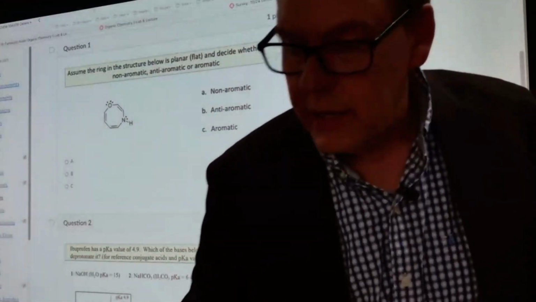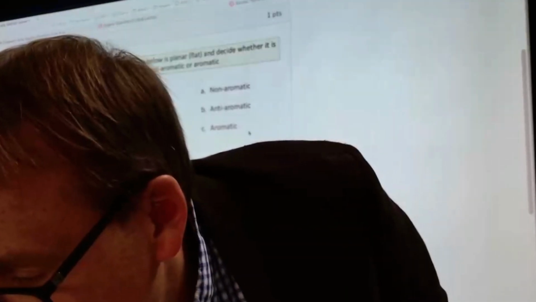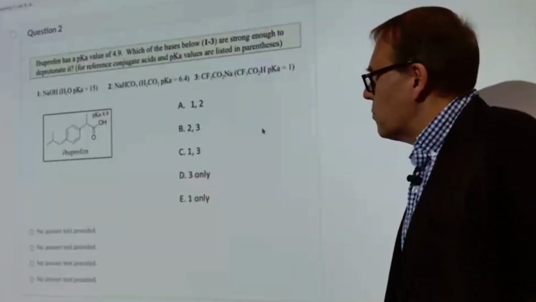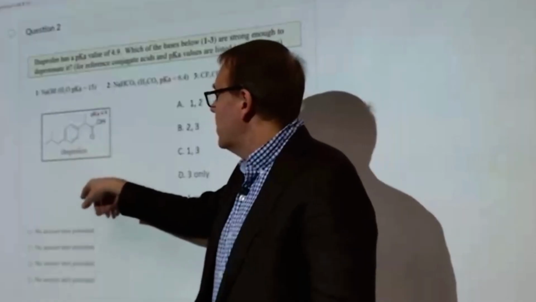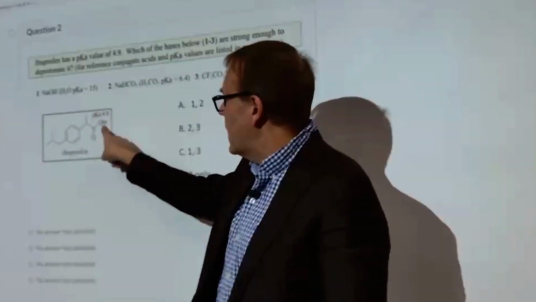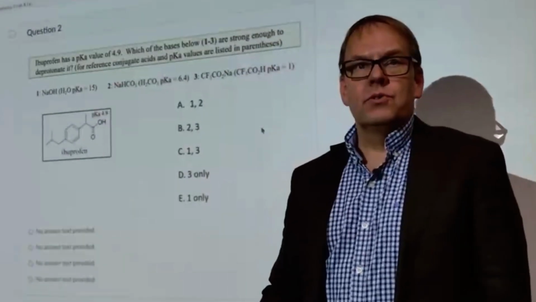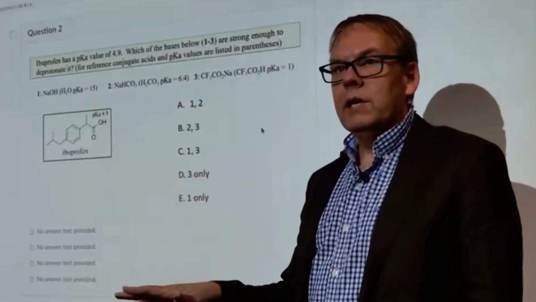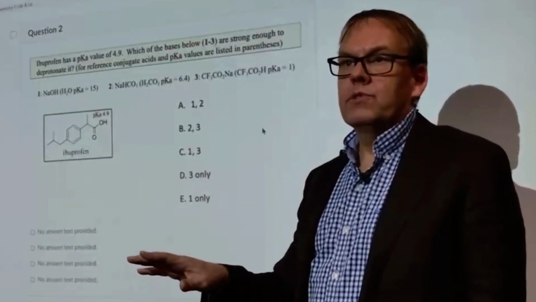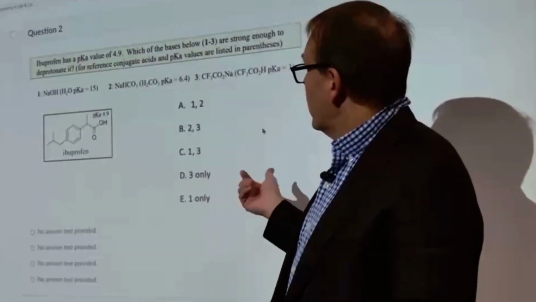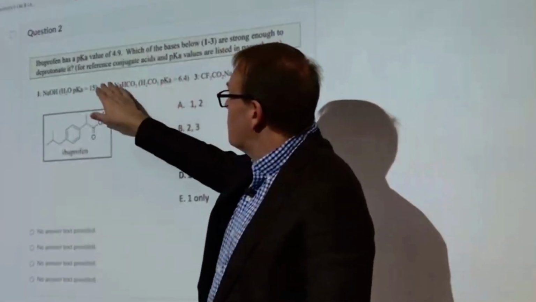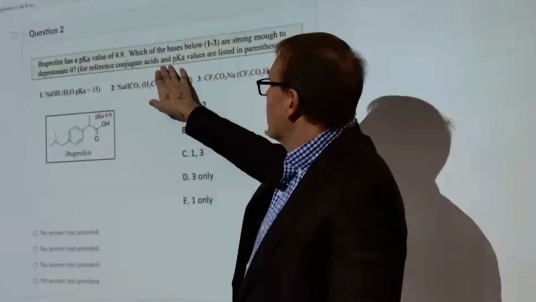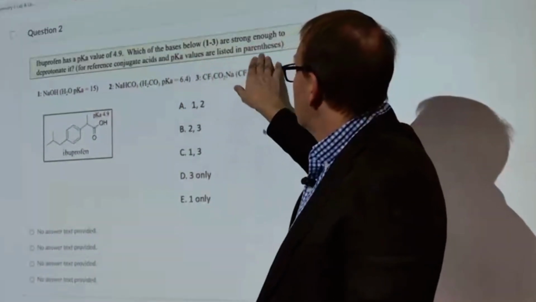Okay, and then there's another question down here that asks about a carboxylic acid. This is ibuprofen. Ibuprofen is an interesting carboxylic acid. It's also got an aromatic ring in it, but it's telling us here the pKa value for that acid is 4.9. That's a measure of its acidity. Remember, the lower the pKa value, the stronger the acid is. Then we're given a series of bases, and it asks which of the bases below are strong enough to deprotonate it. For reference, the conjugate acid pKa values are listed below in parentheses.